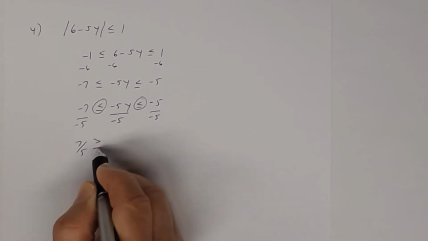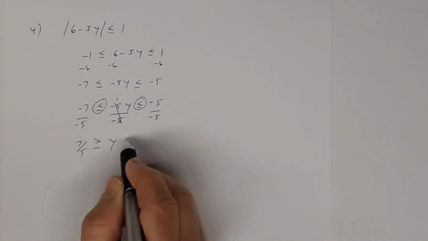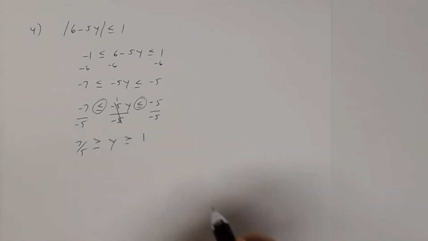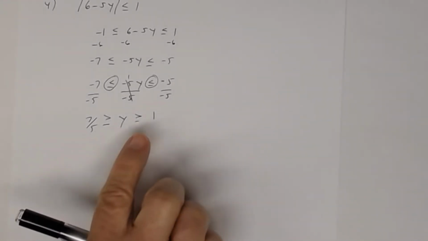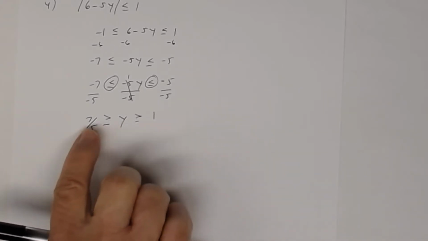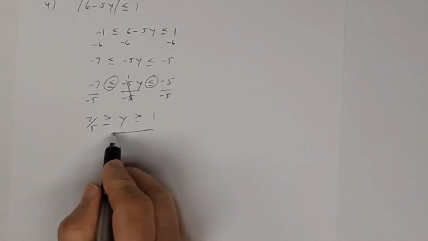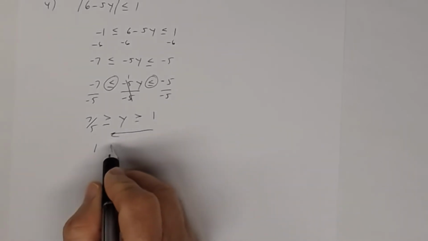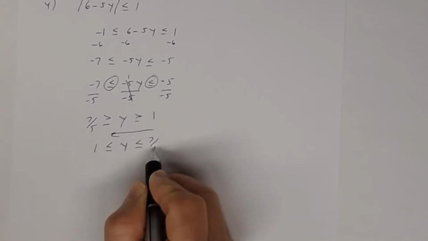It's going to be greater than or equal to y. -5 divided by -5 is 1, and that's going to be greater than or equal to, and the -5 divided by -5 is a +1. Okay? Now remember, we tend to write this kind of statement going from smallest to largest. So right now, 7/5 is greater than 1. So let's go ahead and rewrite this backwards. So I get 1. Remember, this right here means the same thing as this. 1 is less than or equal to y, which is less than or equal to 7/5.